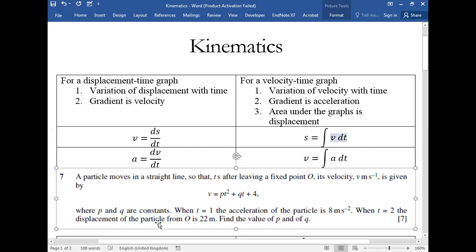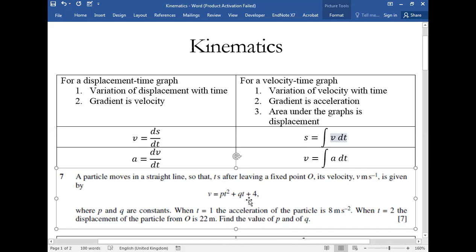Where P and Q are constants. When t is 1, the acceleration of the particle is 8. At time 1, the acceleration is given. And when t is 2, the displacement of the particle is 22. They have told us these two things. Find the value of P and Q. They have not given any link between velocity and time, so I cannot put any values in this equation.